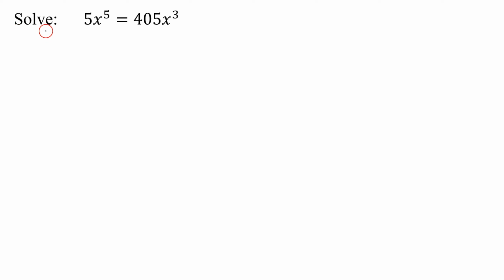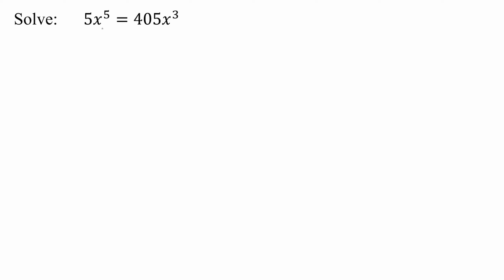In this problem, I need to solve the equation 5x to the fifth equals 405x cubed. Well, what type of equation do we have here? It's a polynomial equation, and what's the highest exponent on any of our x's? It's a 5. So this is a fifth degree polynomial equation. And you might be tempted to simplify it by dividing both sides by x cubed. But if you do that, you're going to lose some of your solutions.